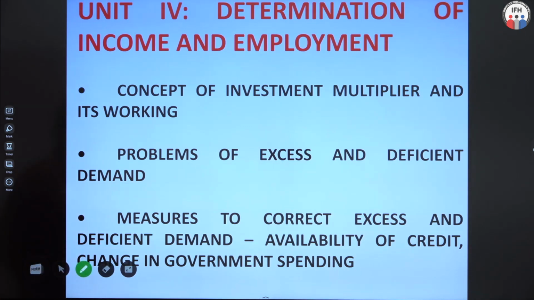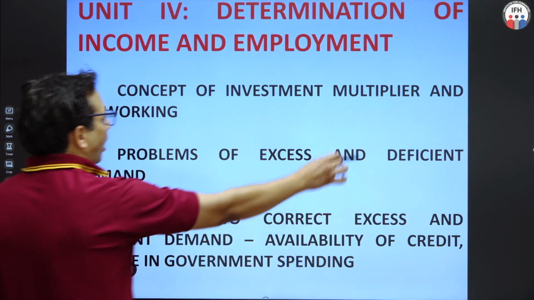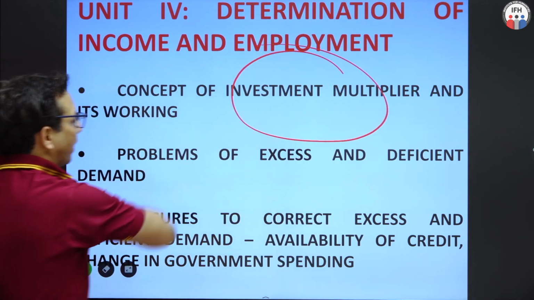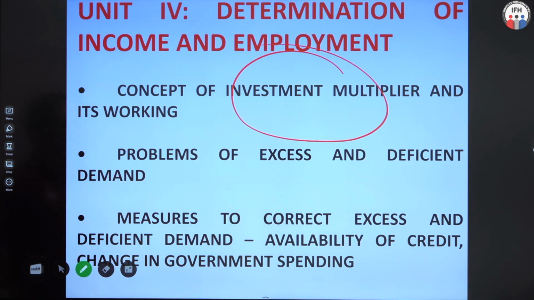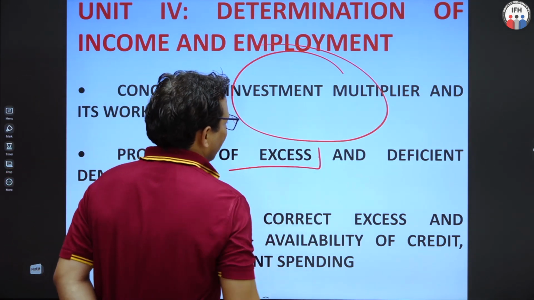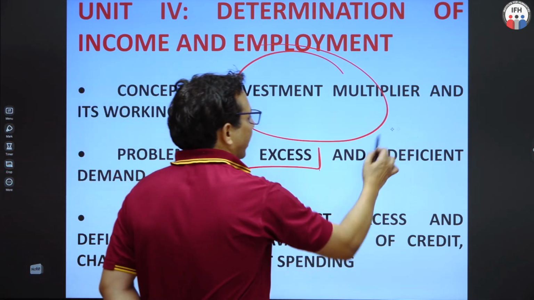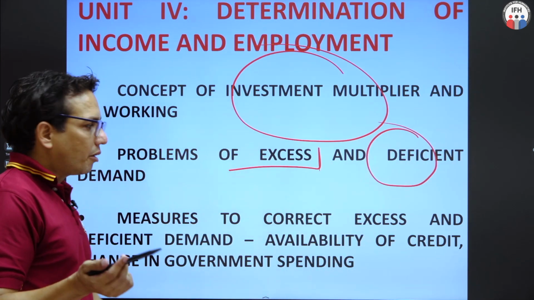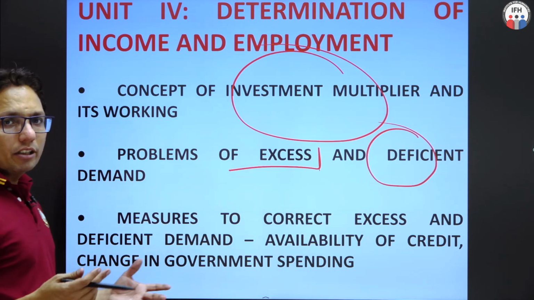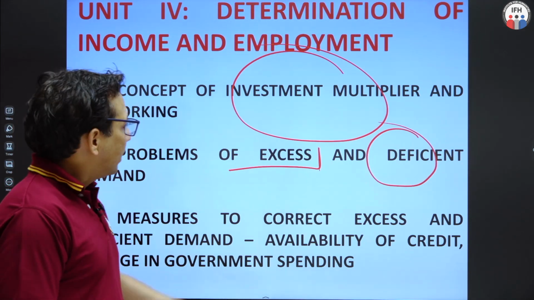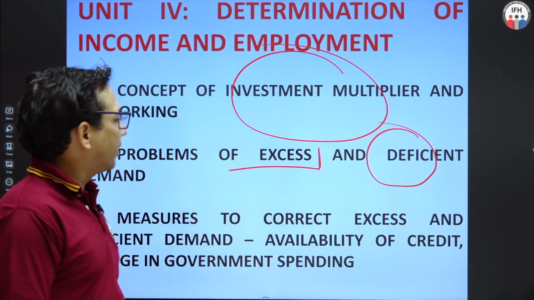This chapter is going to be very, very important, determination of income and employment. We'll discuss how the investment multiplier works and what are the problems of excess demand. If there is excess demand, what's the problem in the economy? If there is deficient demand, what problem does it cause in the economy? And we'll also discuss its current application, the excess demand as well as the deficient demand.